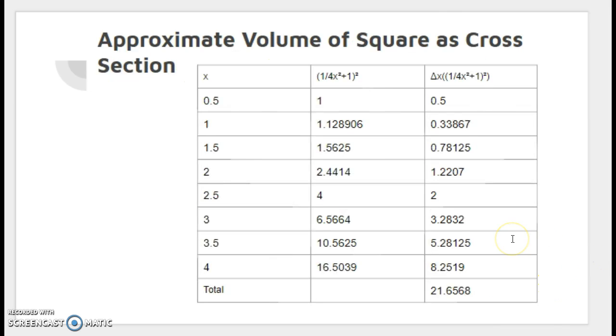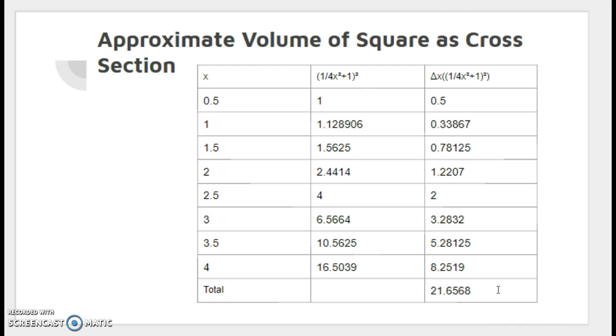To find the approximated value, we did the function, and we used a left-hand Riemann sum. So as you can see from our x, we still did it in half intervals, so 0.5, 1, 1.5. And we plugged in the area of our function, and we multiplied it by delta x, which is 0.5. We took the area of the face, and by multiplying by the change in x, we found these values for each of the tables, and we added them together to get our value of 21.6568.